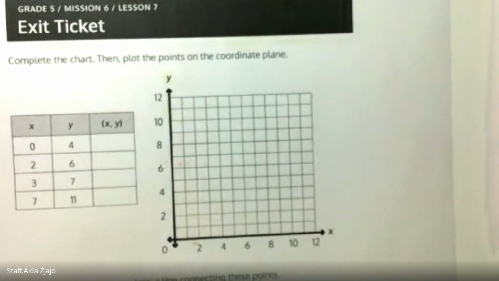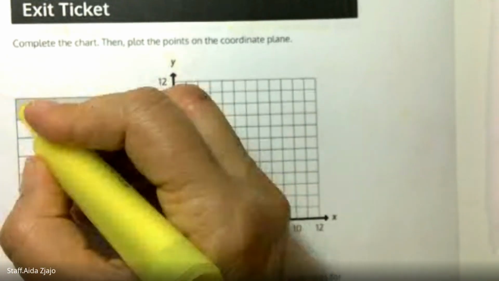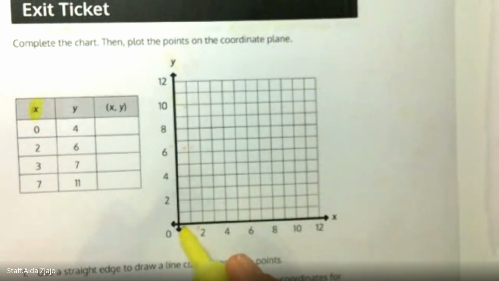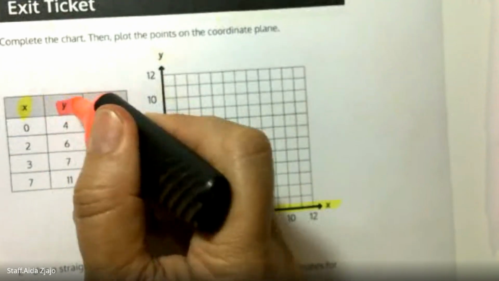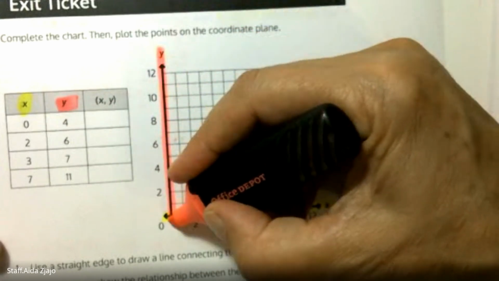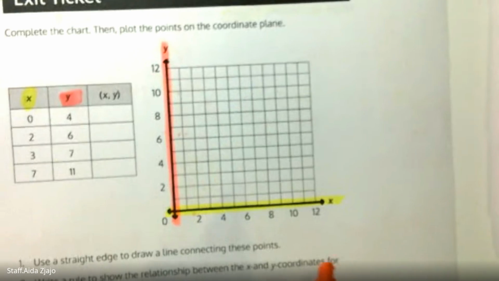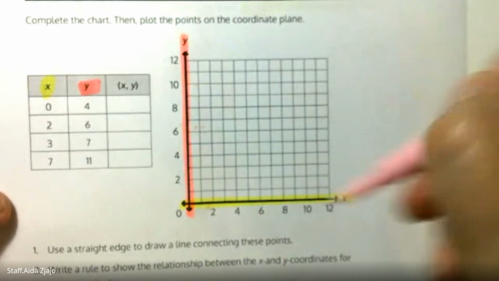Here are the pairs. This is called a table, and you have the x-axis, and I will highlight this one, x-axis. And then we have the y-axis, which is vertical, and I'm going to highlight this right there. All right. So x-axis, y-axis, and these are the pairs.